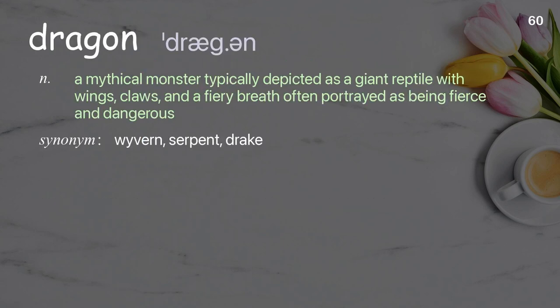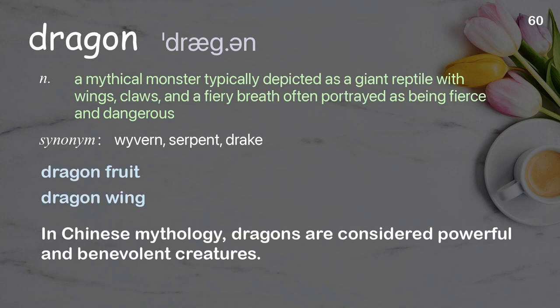Dragon. A mythical monster, typically depicted as a giant reptile with wings, claws, and a fiery breath, often portrayed as being fierce and dangerous. Examples: Dragon fruit. Dragon wing. In Chinese mythology, dragons are considered powerful and benevolent creatures.